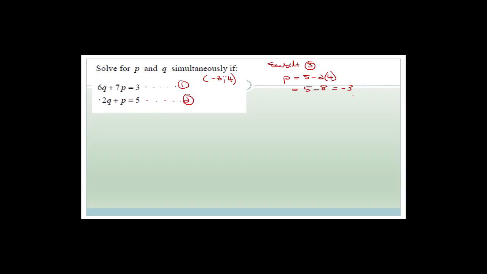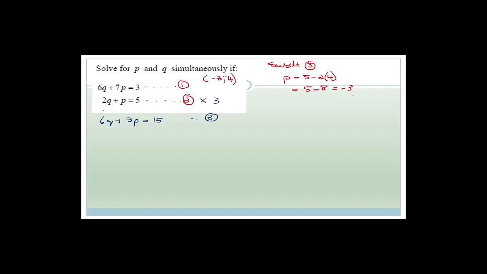So it doesn't matter whether I multiply this by 3 and get rid of the q's first, or if I multiply this by 7 and get rid of the p's first. So I'm going to choose to multiply this by 3. If I do that, I get 6q plus 3p is equal to 15. And I'm going to call that equation 3.